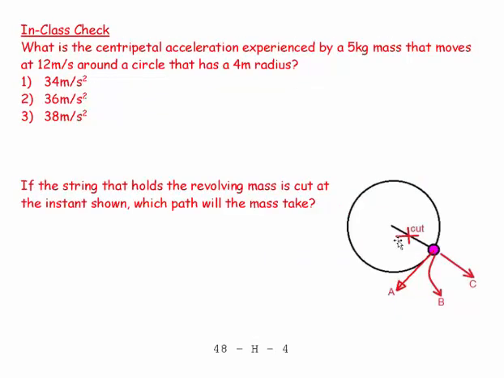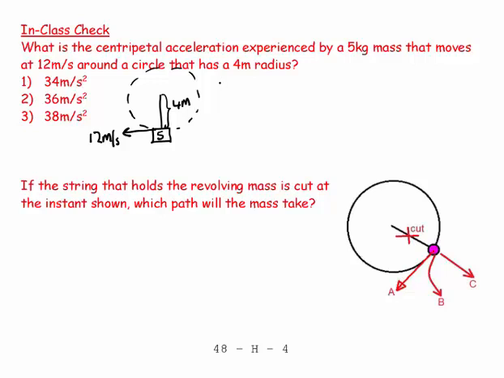Let's try a few questions. What is the centripetal acceleration experienced by a 5 kilogram mass that moves at 12 meters per second around a circle that has a radius of 4 meters? Imagine looking down from above, and we have our 5 kilograms, and it's moving in a circle, and that radius is 4 meters, and the velocity is 12 meters per second.